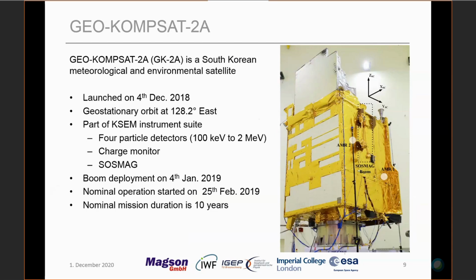So the satellite was launched approximately 2 years ago in a geostationary orbit. The boom deployment was in January 2019, and we have had nominal operation since the 25th of February 2019, with a planned nominal operation time of 10 years.